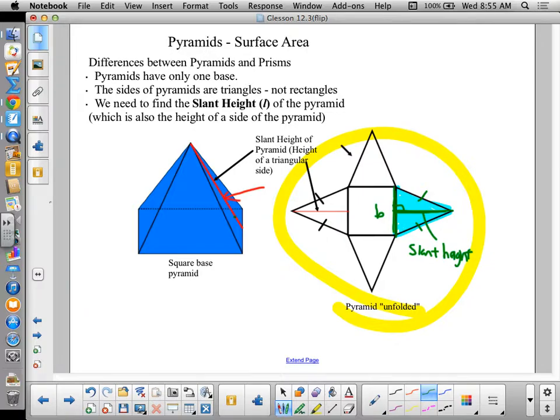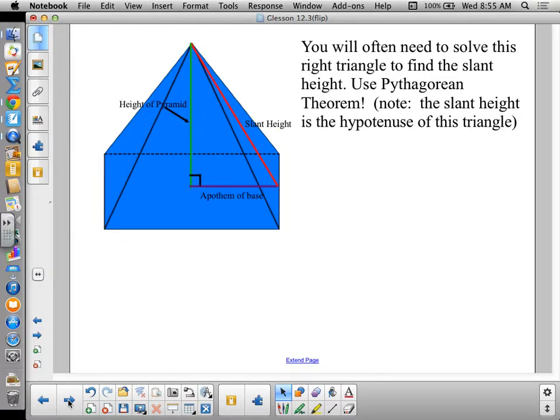Now, once we get that, it's pretty easy to find it. Our formulas are going to be a little bit different. The trick is going to be finding that slant height. Now, oftentimes when we're looking for the slant height, we're going to have to solve the triangle that's in the green, red, and kind of purple side here, where we've got the height of the pyramid indicated in green. That's the actual height from the vertex down to the center of the base.